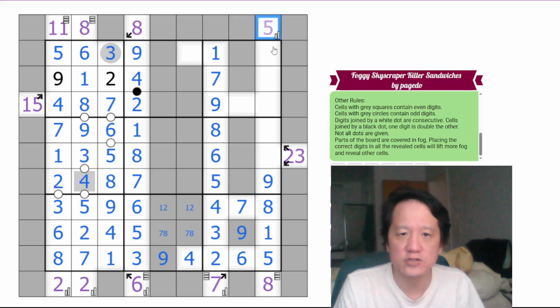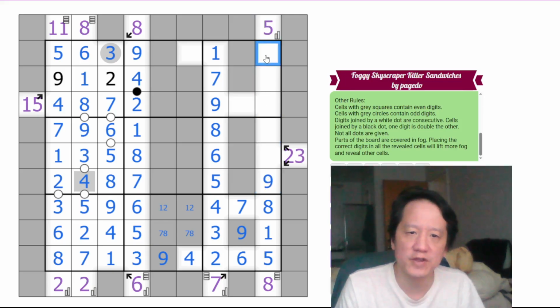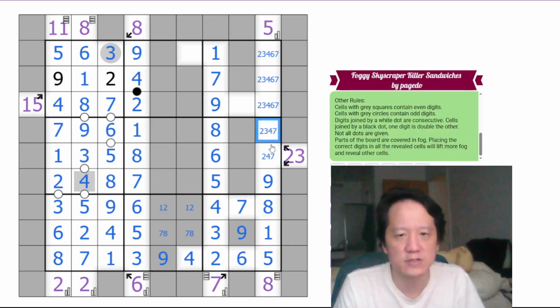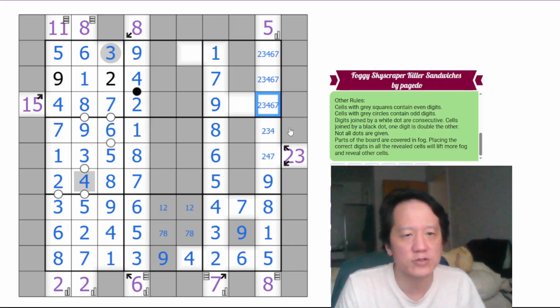This 5 skyscraper clue says we see 5 skyscrapers. The remaining digits here are 2, 3, 4, 6, and 7. This can't be 3 or 6. This can't be 6 or 7. This can't be 2, 4, or 7. This can't be 2, 4, or 7. None of these could be 7.